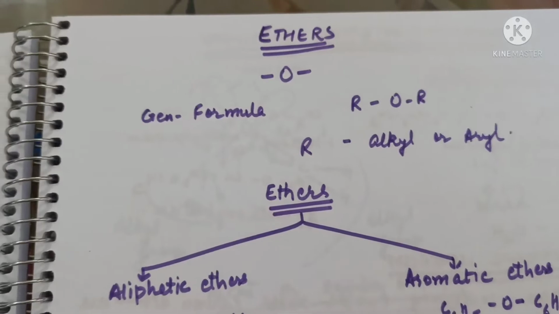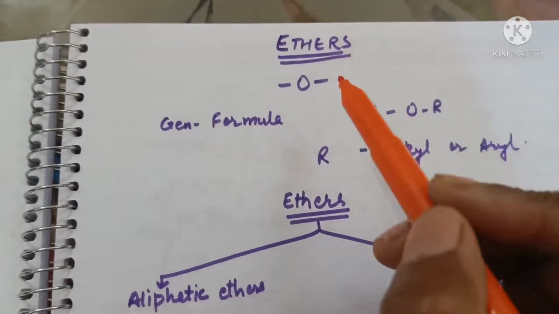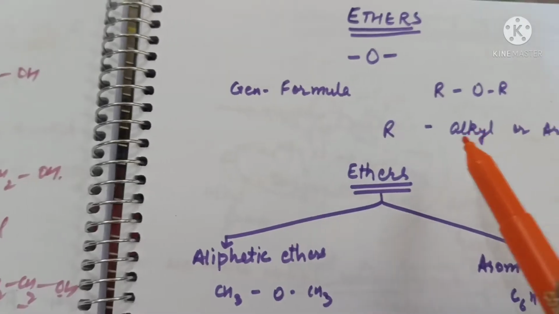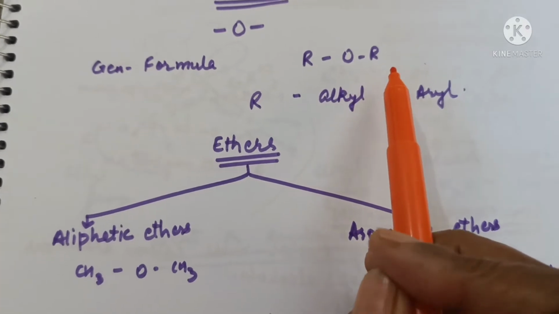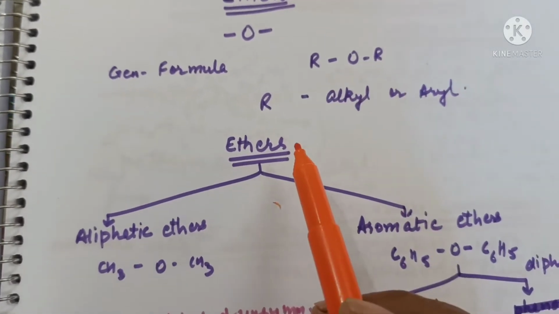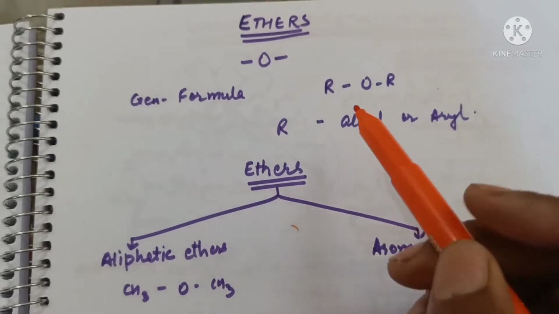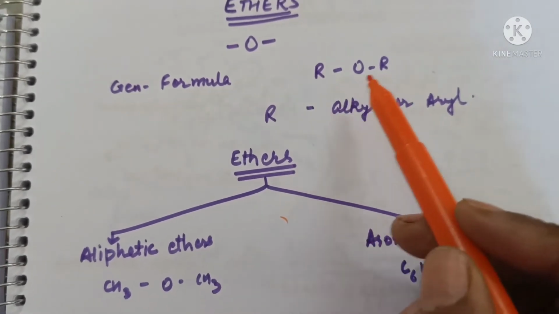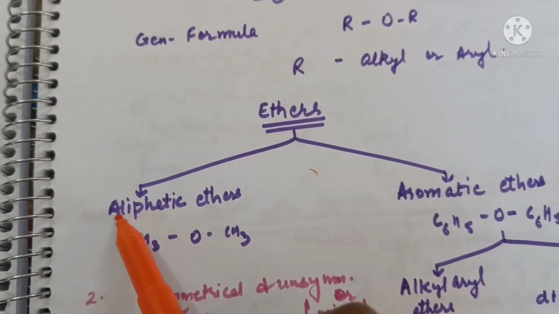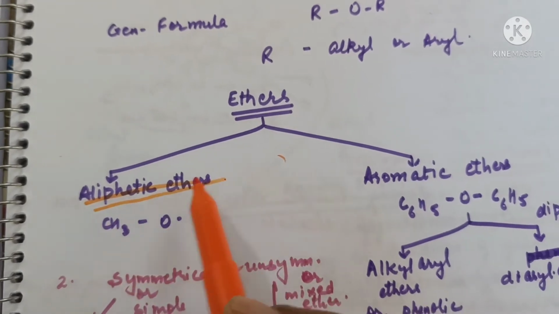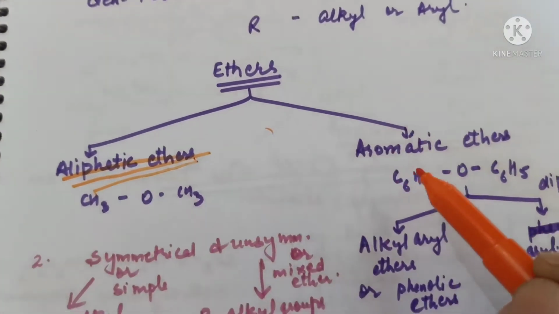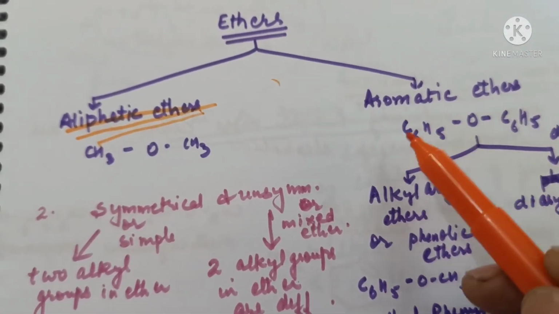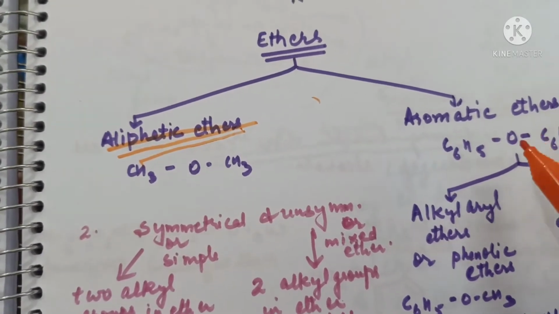Our topic for today is ethers. Ethers are the compounds having oxygen as the functional group. The general formula will be R-O-R or R-O-R'. Ethers can be classified into two types depending upon the type of group attached to oxygen. If both the groups are alkyl groups, then the ether is called aliphatic ether. And if at least one group attached is an aryl group, a benzene group, then it is called aromatic ether.